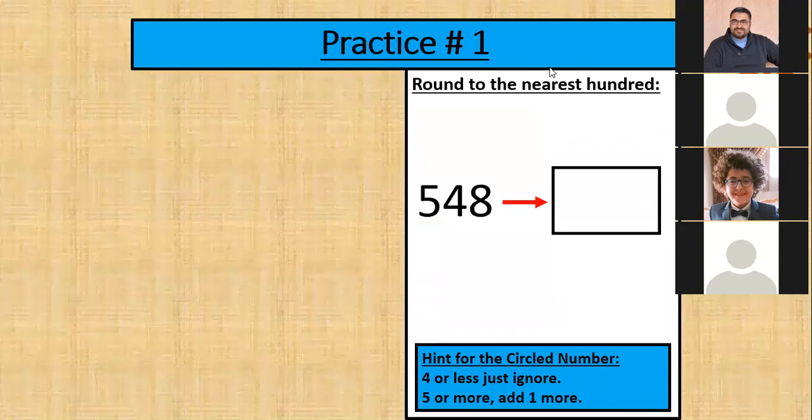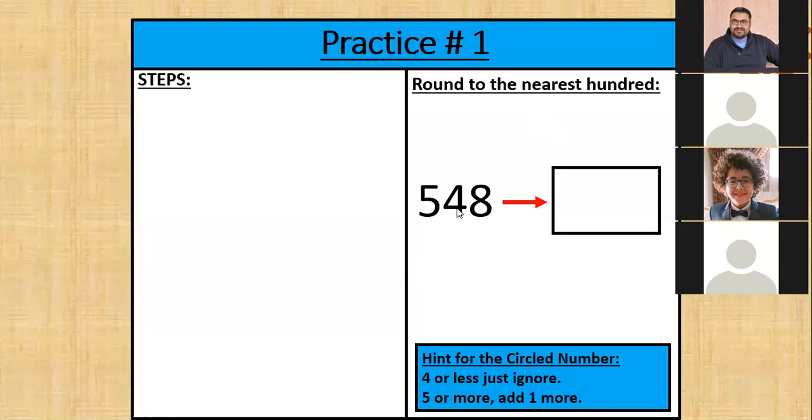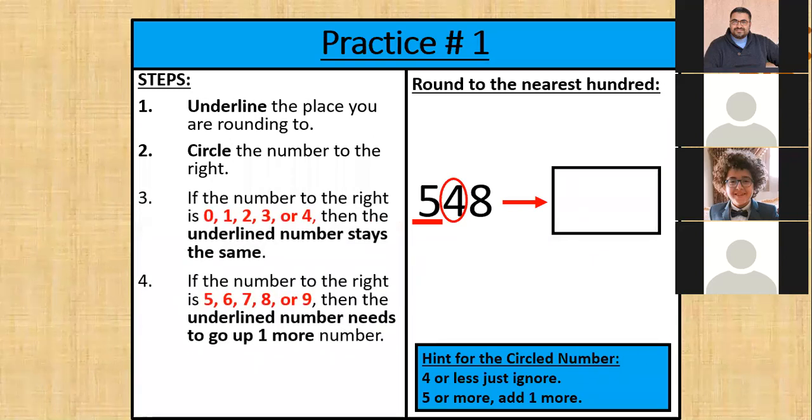Okay, another example. 548. Step number 1, we will put a line under 5, the number in the 100 place. This will be step number 1. Step 2, we will put a circle around the number to the right. And stop to check. 4 is a rich number or poor number. So 4 is a poor number. So 5 will be the same. We'll write 5 here without any change.